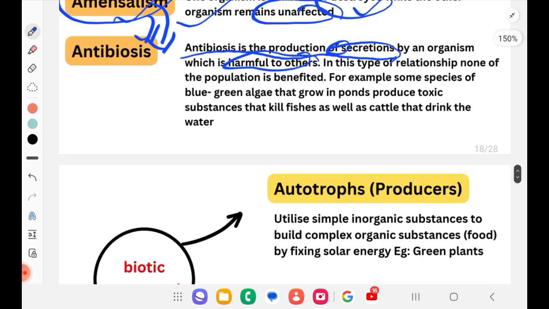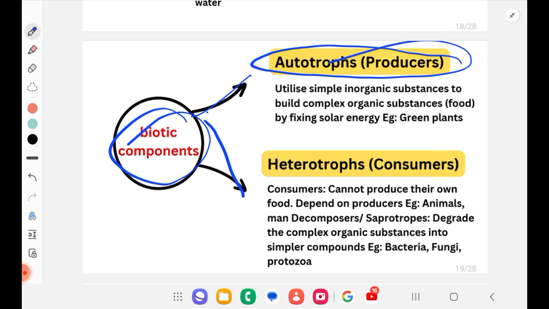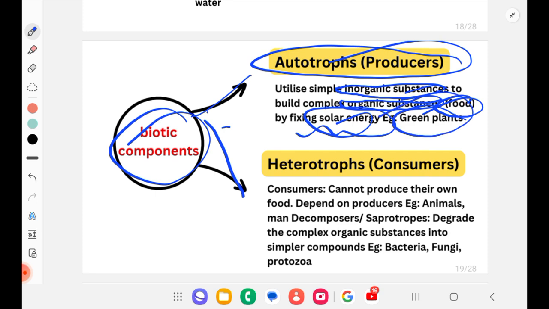Now we will see about biotic components. Very simple, in this chapter you should understand the basics of ecosystem and all, that's all, don't worry much. So biotic components, if you see, we have two types, autotrophs and heterotrophs. Autotrophs are also called producers. They utilize inorganic substances, like potash, nitrogen, all these things, even sunlight, and build complex organic substances, like whatever food we eat, right, by fixing solar energy, using solar energy, water, etc. Example is green plants. We would have studied this in our school days also.